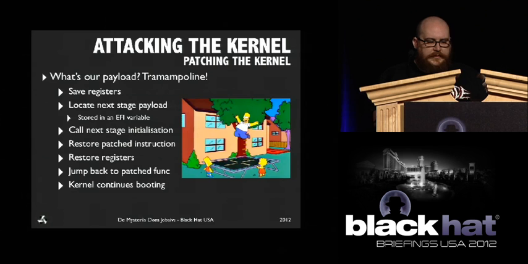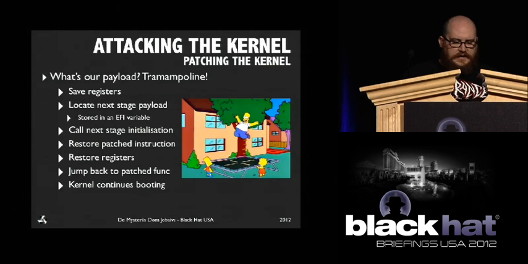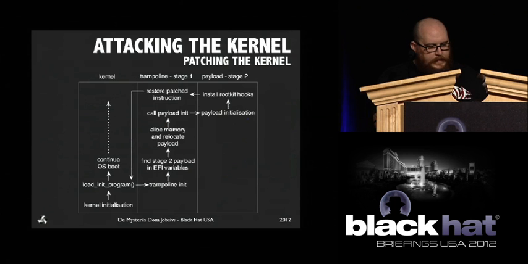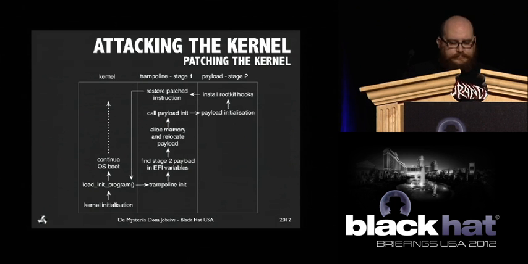And then the trampoline payload. Because we've inline hooked it, it needs to save the CPU state, locate the next stage payload somehow, whether that's an EFI variable, in this case it is, or whatever else, and initialize the payload. It has some initialization routine to install rootkit hooks into the kernel or whatever. Then it restores the patched instruction at the start of the load_init_program function that we used to jump there, restores the CPU state, and jumps back to load_init_program, which has been fixed up so we can let the kernel continue booting and not crash horribly. Yeah, so that's pretty much what I just said.